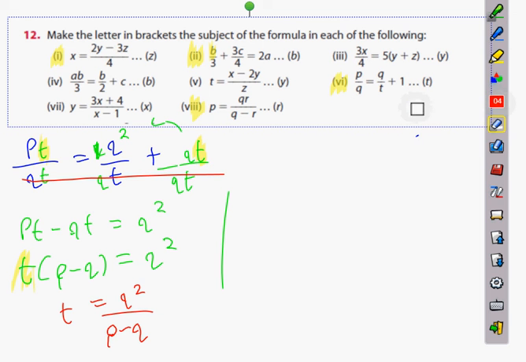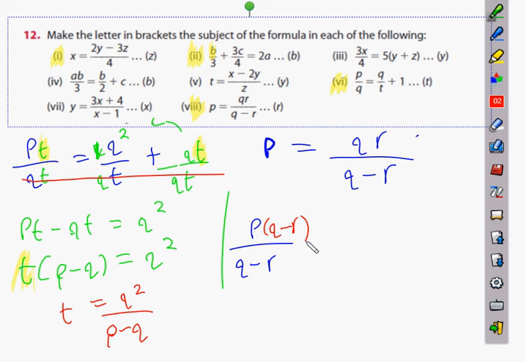Now finally part 7. Part 7, we have P equals QR all over Q minus R. Can anybody tell me a good idea how to start this one? Yeah. P over Q minus R. P is going to go over Q minus R, and if it goes over Q minus R, it has to be multiplied by Q minus R on top. Isn't that correct? If I multiply something on the bottom, I must multiply it on the top. And that equals QR over Q minus R.